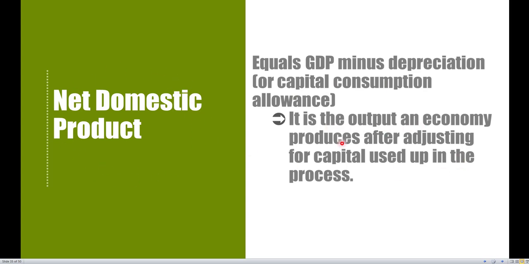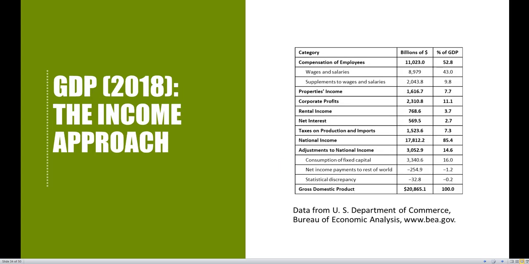It's the output an economy produces after adjusting for capital used up in the process. So here, when we take this $20.8 trillion, subtract out this $3.3 trillion, we'll get exactly the net domestic product. So here, there are differences between gross and net. Net means that we're taking out some type of difference. In this case, we are subtracting out depreciation.